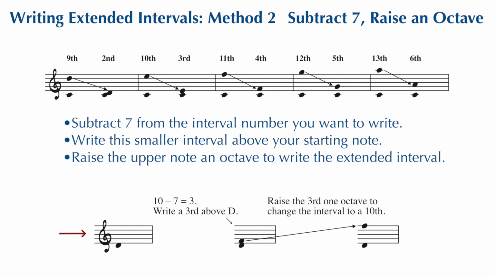So let's say you want to construct a 10th above a D. We want to write a 10th, so we take 10 minus 7, and we get 3. So we write a third above that D, which is an F. Then we take that F, raise it an octave, and that is your 10th above D.